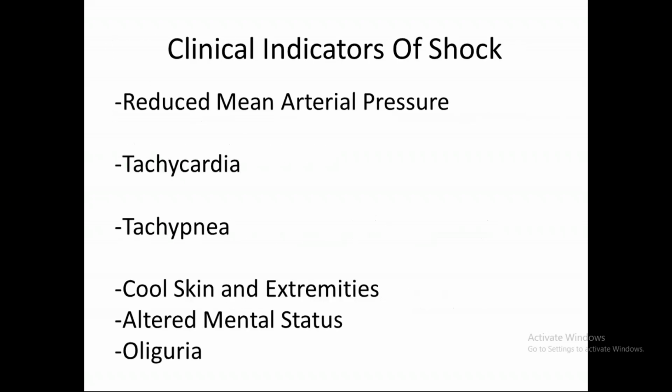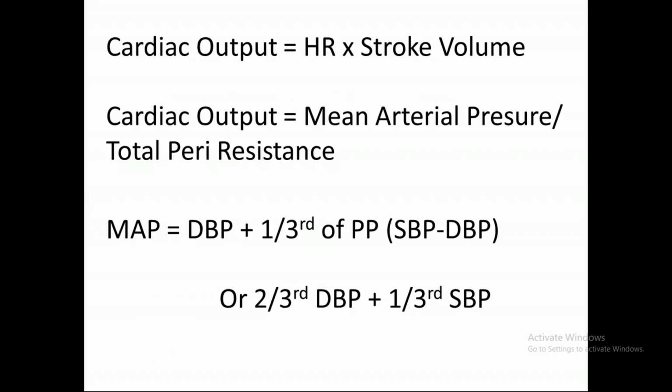So I would like to touch upon some basics here because I'm not really sure how much you remember, because you study this in physiology. Cardiac output is nothing but heart rate into the stroke volume, right? Cardiac output can also be defined as the mean arterial pressure divided by the total peripheral resistance. This is the same formula we used to study in physics, that the flow is the change in pressure upon resistance. So here the cardiac output is equal to the mean arterial pressure divided by the total peripheral resistance.